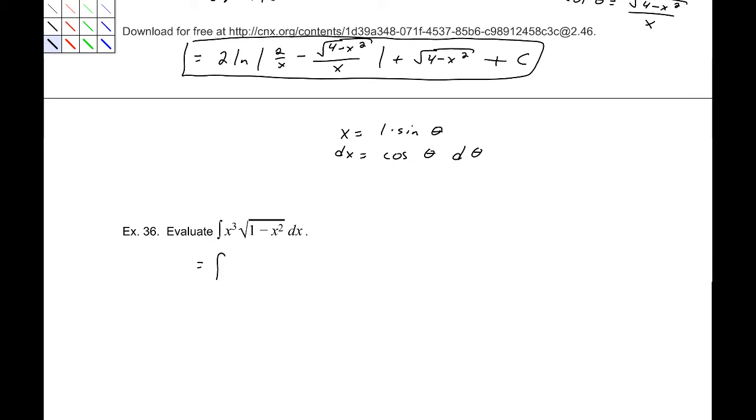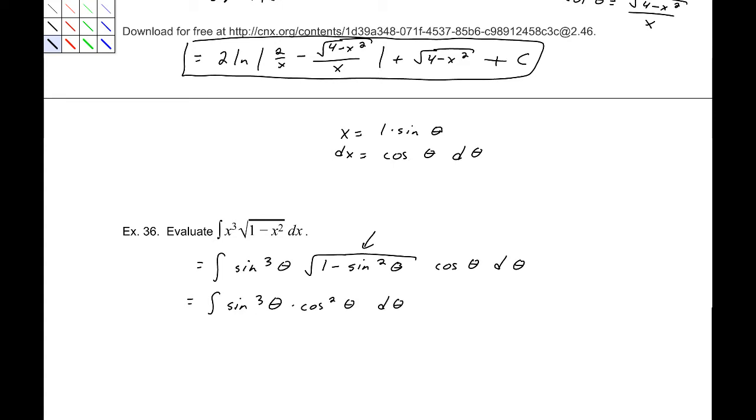So this is going to be the integral of, I can go ahead and replace the x cubed with sine cubed theta, square root of 1 minus sine squared theta, and then dx, we need a cosine there, cosine theta d theta. Now this portion right here is going to be a cosine squared, which the square root of that's just cosine. So this is going to be the integral of sine cubed theta times cosine squared theta d theta.